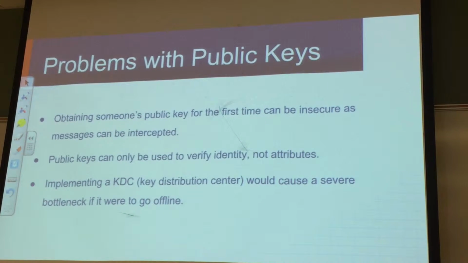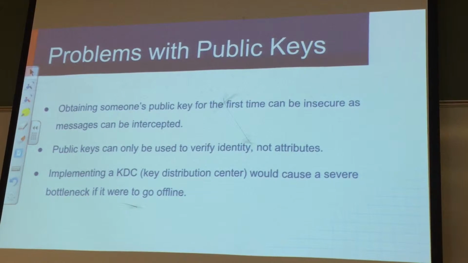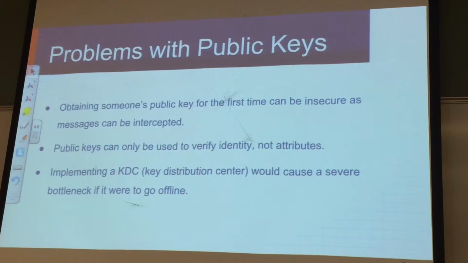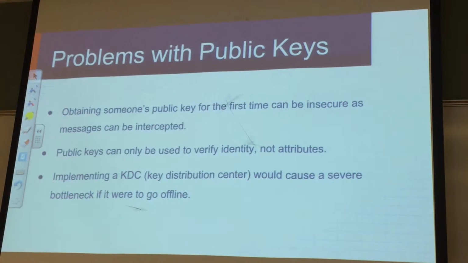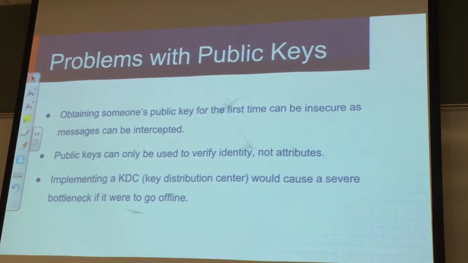The second problem is that public keys can only be used to verify identity. They're not very useful in identifying or verifying attributes of a person. For example, if I wanted to show that I was over the age of 18 or that I was a citizen of the United States, I couldn't use public keys to do that. I'd need something else, which we're going to talk about.